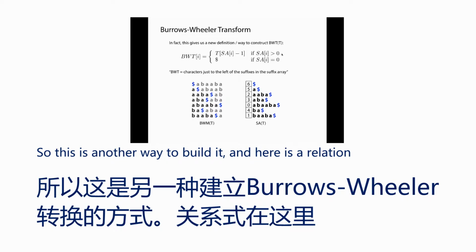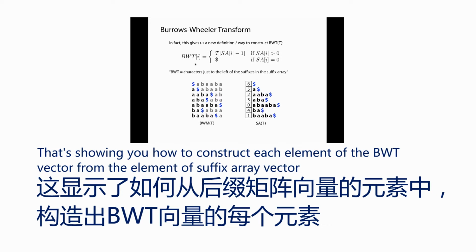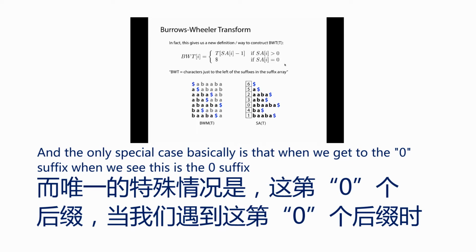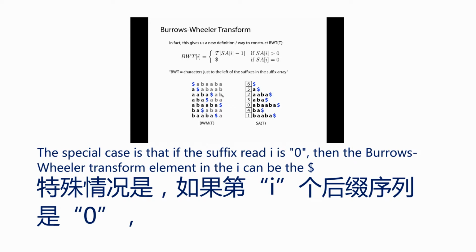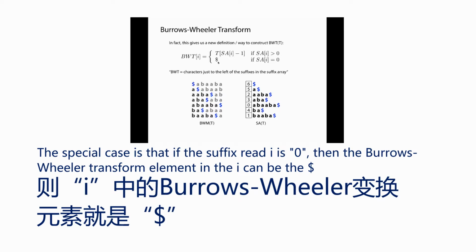And here's a relation showing how to construct each element of the BWT vector from elements of the suffix array vector. The only special case is that when we get to the 0th suffix, instead of going to the left, we have to wrap all the way back around to the dollar sign. So if the suffix array at element i is 0, then the Burrows-Wheeler transform at element i is going to be the dollar sign.